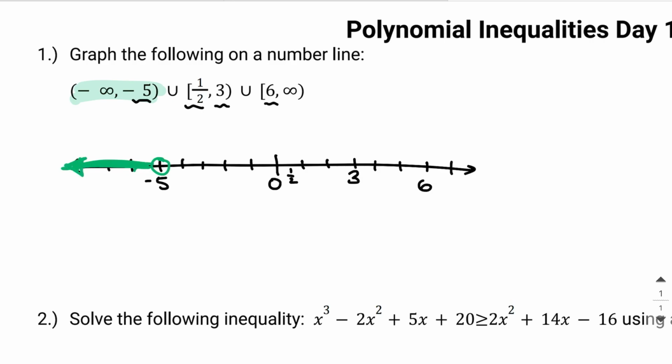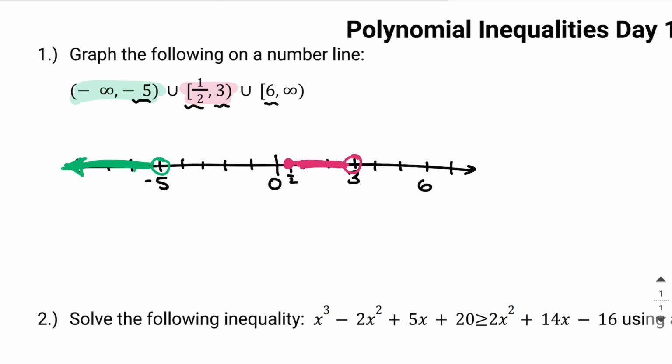Okay? In the next interval that we have here, we're saying that the variable, what we're looking at, can be exactly equal to 1/2 because we have a closed bracket right here. And it could be anything between 1/2 to 3, but not including 3. So we shade in from 1/2 to positive 3.